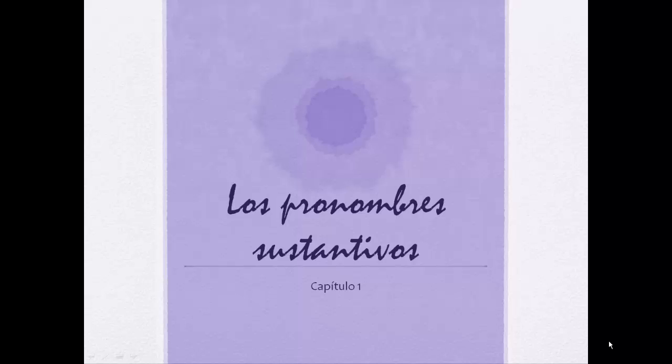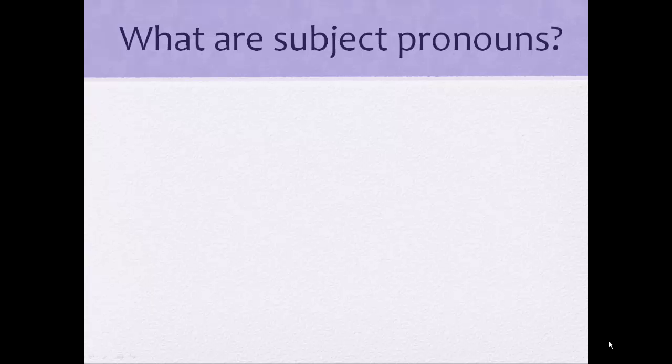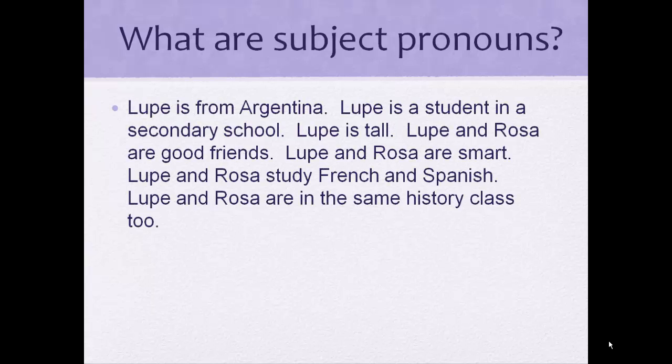This is our preliminary lesson of grammar about subject pronouns, because we have to establish what they are before we can really start talking about them and using them. So, I've got an example paragraph for us. Lupe is from Argentina. She is a student in secondary school. Lupe is tall. Lupe and Rosa are good friends. They are smart. Lupe and Rosa study French and Spanish. Lupe and Rosa are in the same history class too.